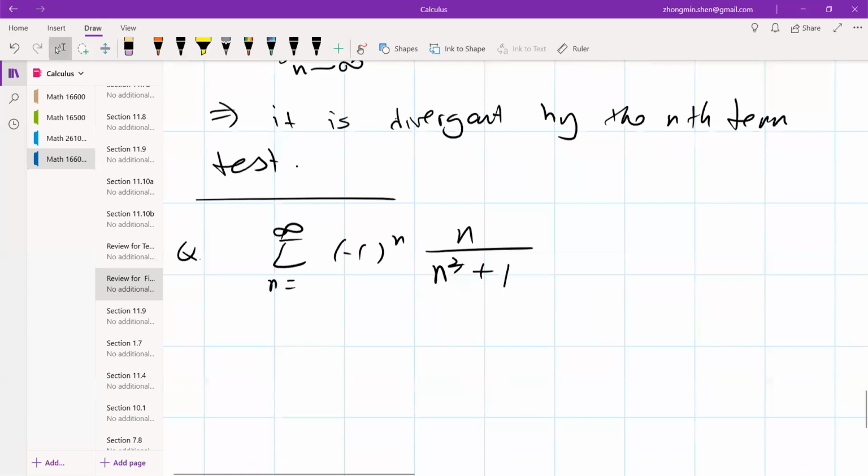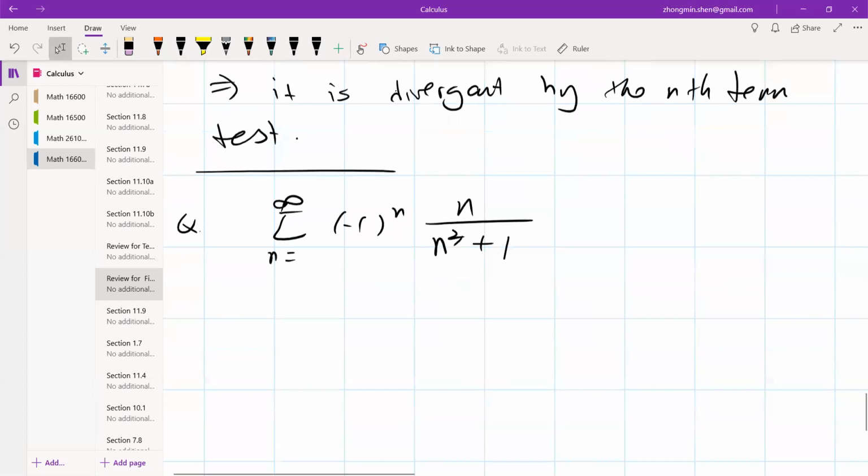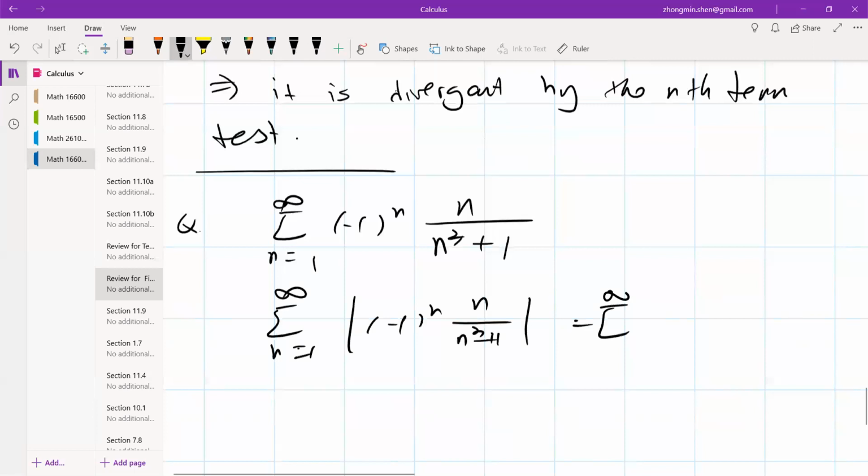Right? So when you use a comparison test, the series must contain only positive terms. That's so you are safe if we consider the absolute value of this. Okay, all the terms are positive. Then you can apply the comparison test.